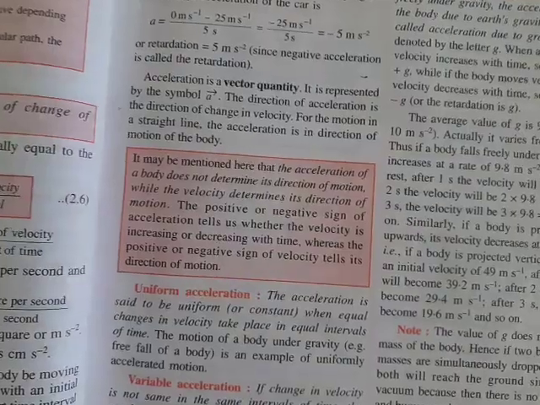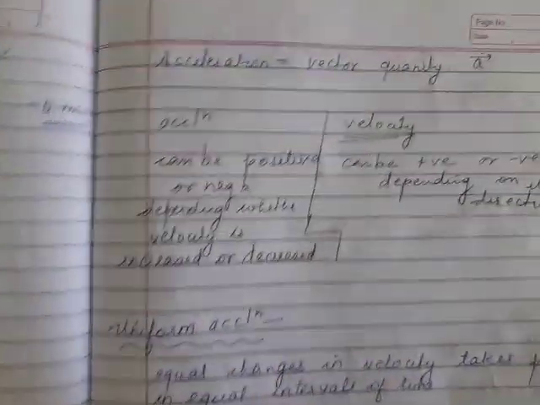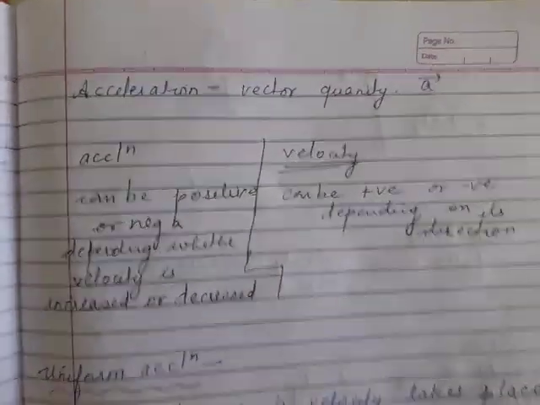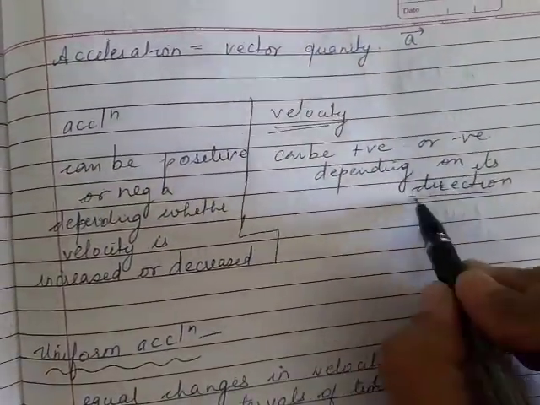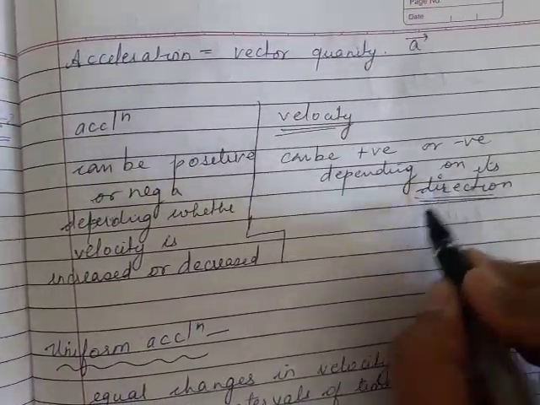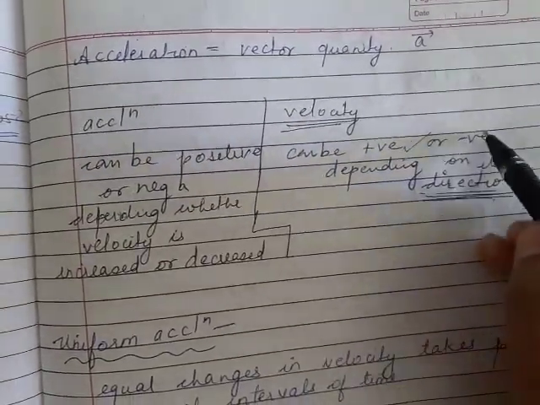Now there is another thing. We said that acceleration can be negative or positive, and velocity can also be negative or positive. But there is a difference. When can velocity be positive or negative? It is dependent on the direction. It is all dependent on the direction whether it is positive or negative.